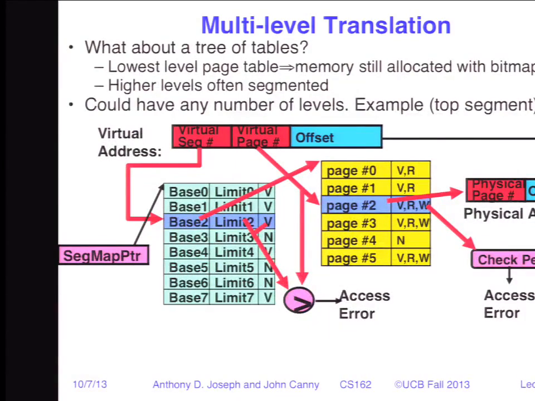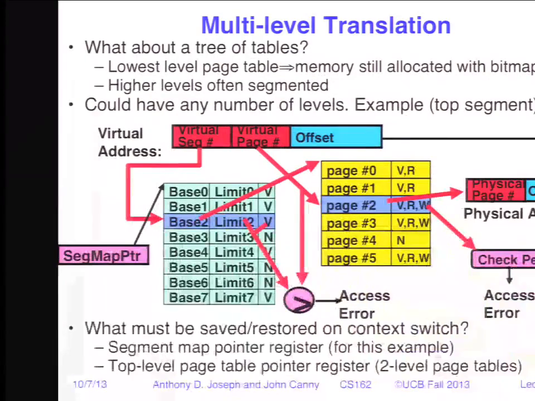Okay. So what do we have to save on a context switch, and what do we have to restore? Well, if we have a scheme like this where our top level is a segment, then we have to save this segment map pointer register, which tells us where to find the segment table in memory, the segment map. Okay? If our top level was a page table, so if we had a page table on top of a page table, and I'll show you a picture of that in just a few minutes, then we'd have to save the pointer to the top level page table. Right? That would be a register also. So in both cases, we need to just save a register in order to do our context switch, and then restore a register for the new address space.